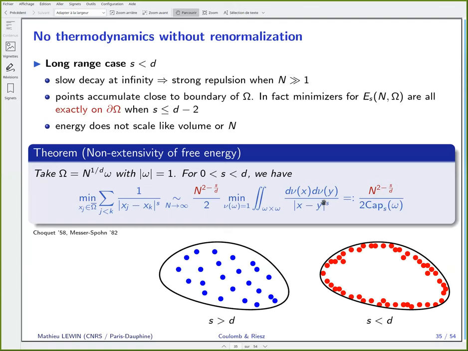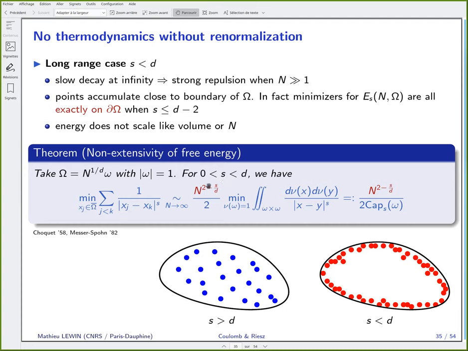Okay, so let's do the same as before. So you take omega, a nice domain. And let's scale it. Let's work at density one because there's also an exact scaling. So I take big omega to be n to the one over d times little omega. Little omega is a nice domain, say. Then when I minimize the same quantity as before, the energy does not behave like n, but it behaves like n to the two minus s over d. So it grows faster than n because now s is less than d.